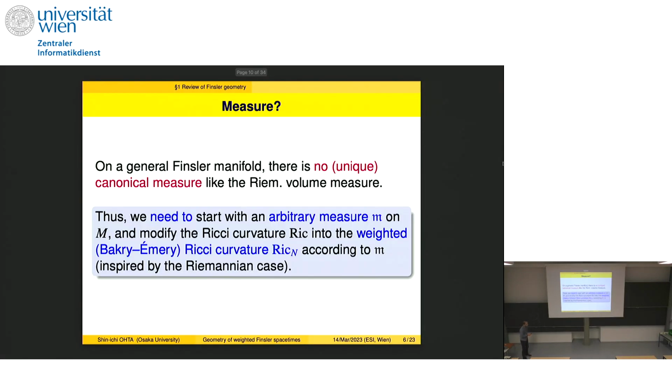And then what I did is that instead of choosing some measure, we start from just an arbitrary measure. Then we modify the construction of the weighted Bakry-Émery Ricci curvature in the Riemannian case, and so we can define the weighted Bakry-Émery Ricci curvature also in this Finsler case, that is, a Finsler manifold with an arbitrary measure. So this is weighted Ricci in the Finsler case.